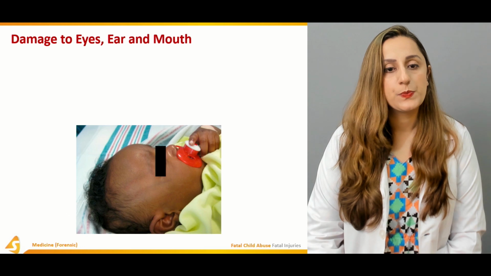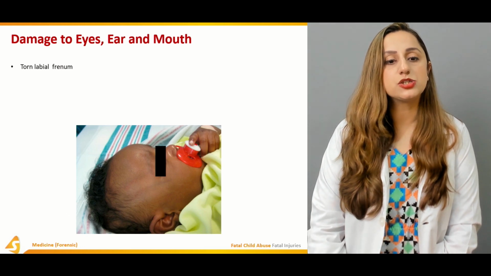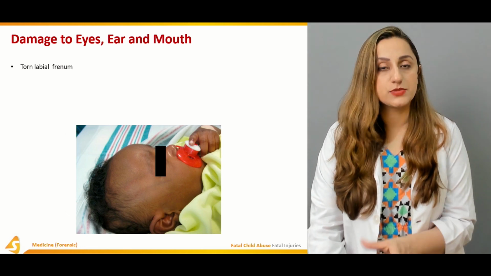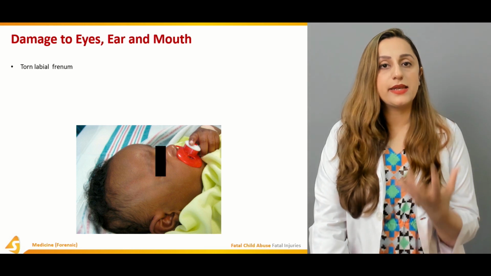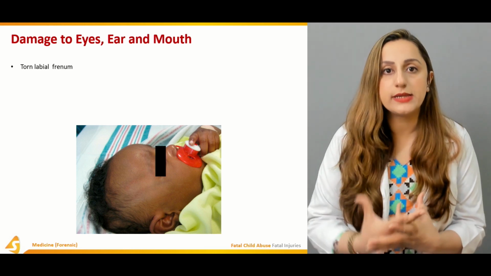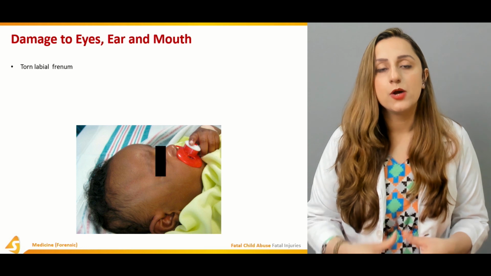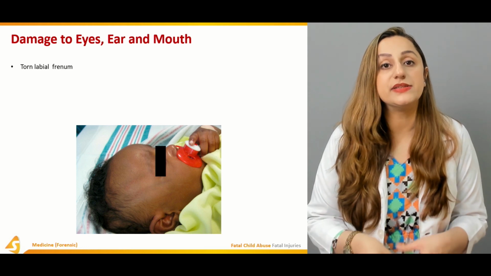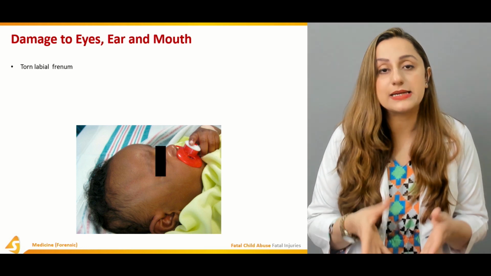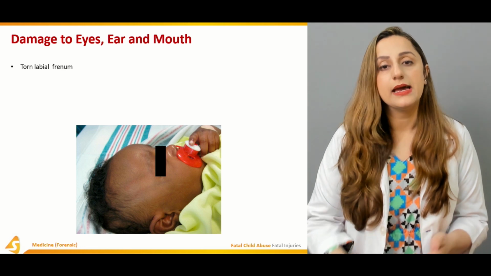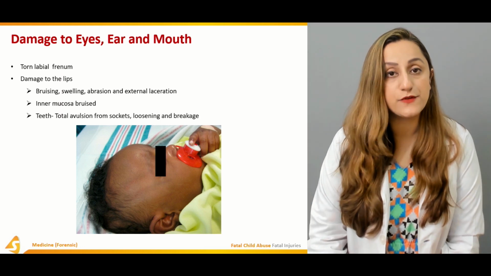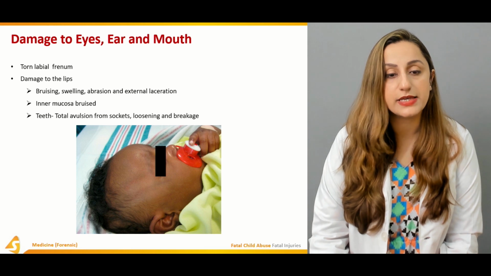Now, damage to the torn labial frenum. So if you're suspecting an injury to the mouth, we have a swollen lip or we have a bruised lip, we will basically examine even the internal surfaces of the mouth, and that will basically point out towards the labial frenum if it is torn or if it is injured in a lot of cases.